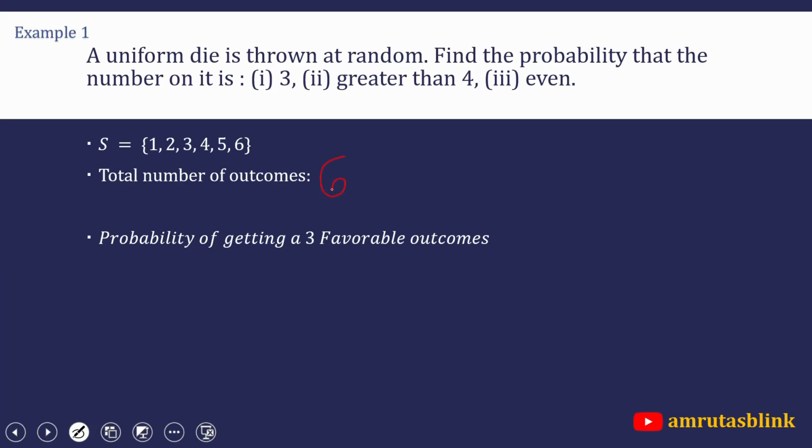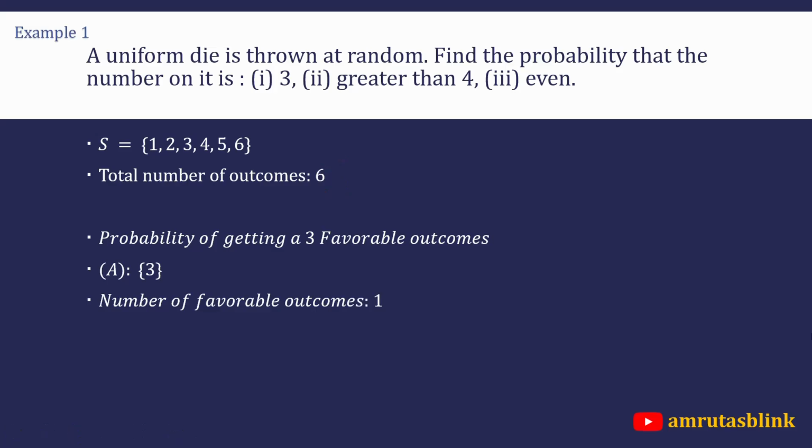Now, what is our first question? We need to calculate the probability of getting 3. So, what is the favorable outcome here? Getting a face 3 on the top face is our favorable outcome here. So, let's define an event, A is equal to 3. So, here the total number of outcomes is 6, that is n(S) is equal to 6, and the number of favorable outcomes is just 1. Hence, the probability of this event, P(A) is equal to n(A) upon n(S), which is equal to 1 by 6. Hence, the answer to your first question is 1 by 6.